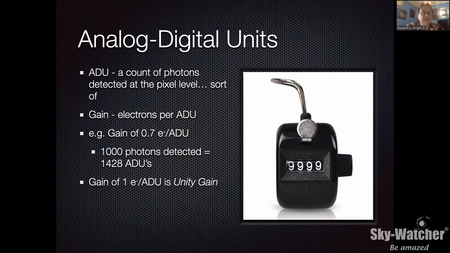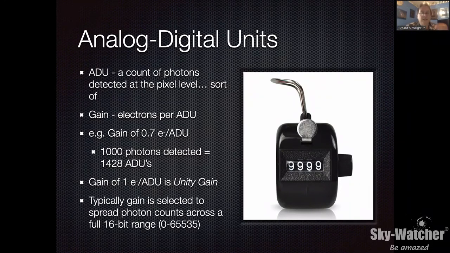Now, unity gain is a name that has a lot of meanings to a lot of different people. Most engineers call unity gain when the gain is one. So if you read out 392 photons counted, then the pixel element in your image is going to be 392. It just means we didn't apply any gain to that value at all. Usually we apply the gain to spread your counts from the pixel out to fill the 16-bit range.